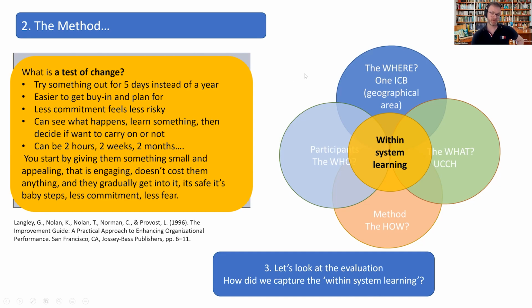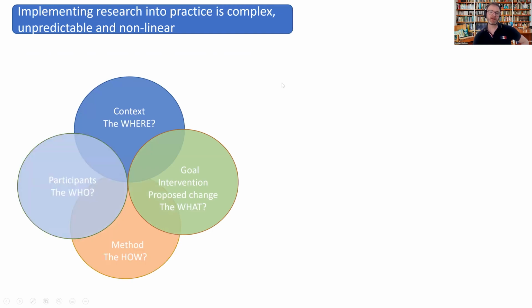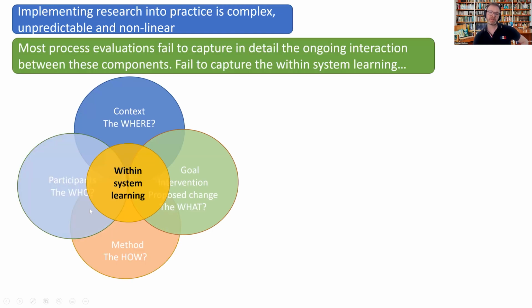This will be very useful for anybody who's been tasked with evaluating implementation, for research teams who want to know how to maybe research it, right? So as I keep saying, it's all very complex. And what we find, if you look at a lot of implementation evaluations up until now, go and look at the literature, you'll see they often miss the ongoing interaction between these components, between context, between the intervention, between the people doing the implementation, between the method of implementation. Within system learning isn't picked up.